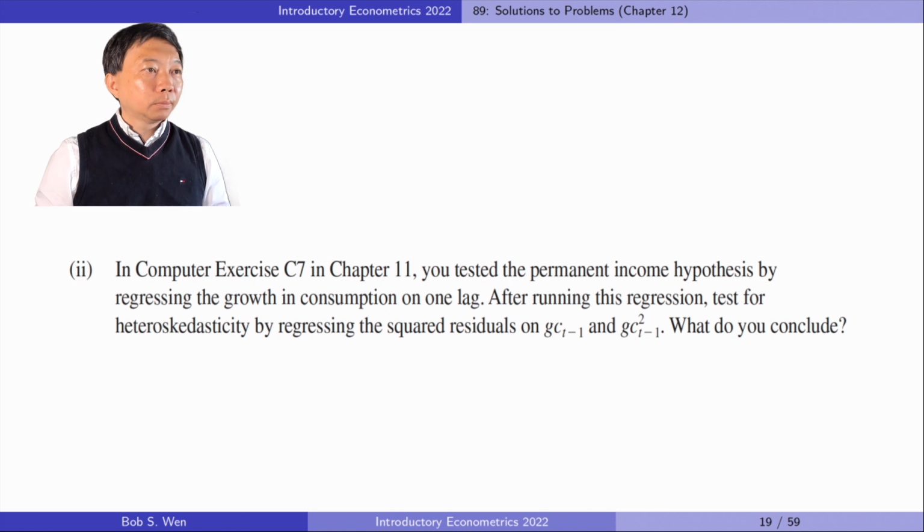In Part 2, in computer exercise C7 in Chapter 11, you tested the permanent income hypothesis, regressing the growth in consumption on its lag. After running this regression, test for heteroscedasticity by regressing the squared residuals on consumption growth at t-1 and its squared term. What do you conclude?